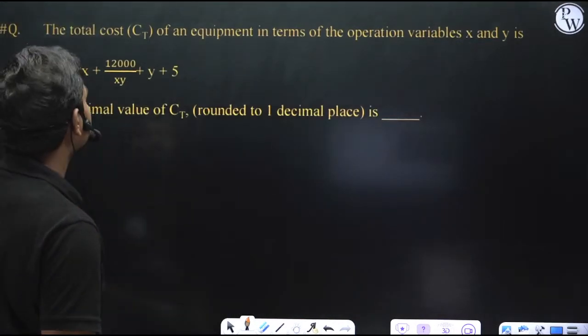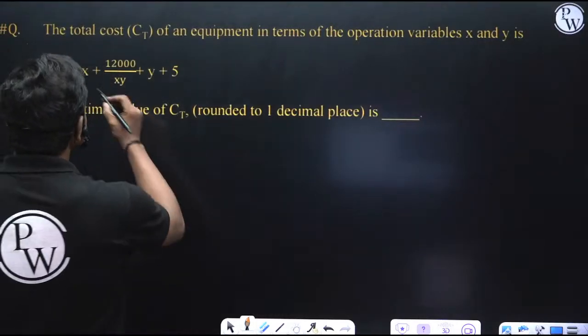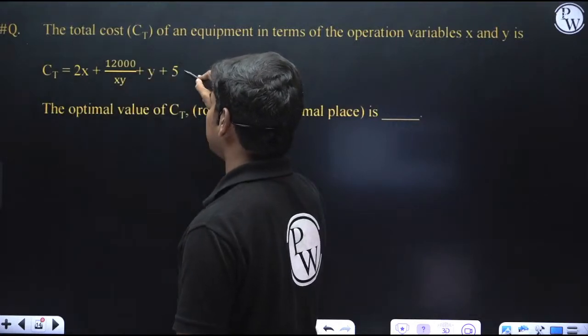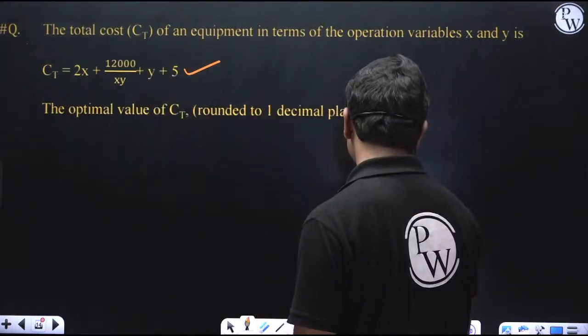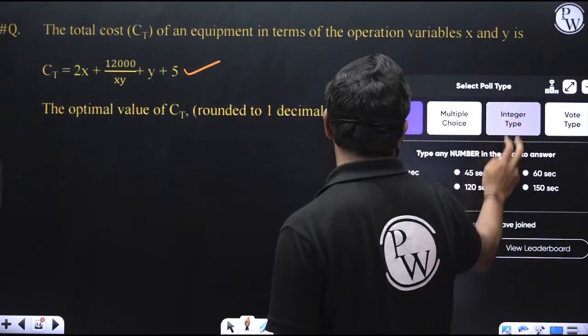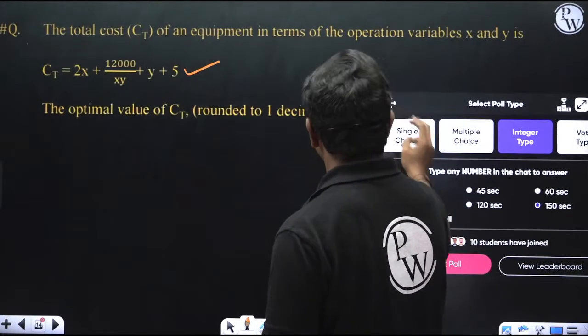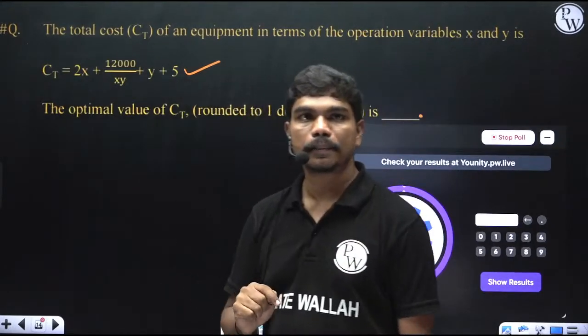Solve this question. The total cost of the equipment in terms of operating variables x and y is C total, which is 2x plus 12,000 by xy plus y plus 5. The optimal value of CT rounded off to 1 decimal place is dash. Come on, solve this question quickly. I'm giving you 150 seconds.